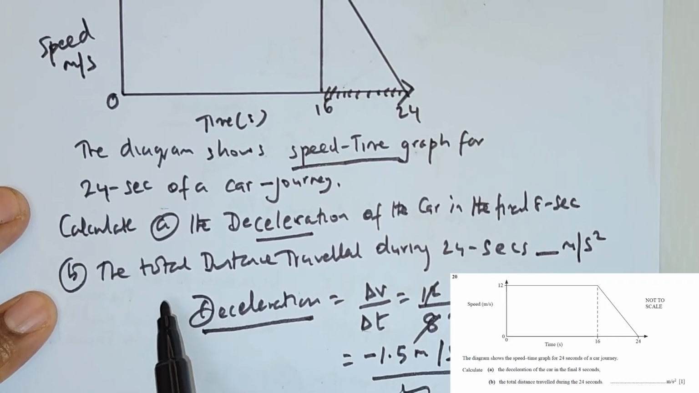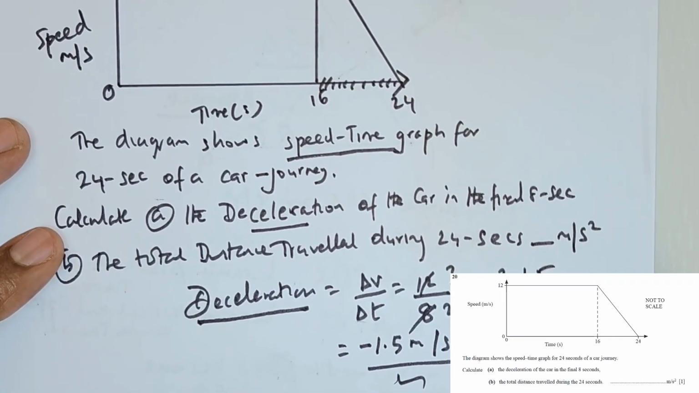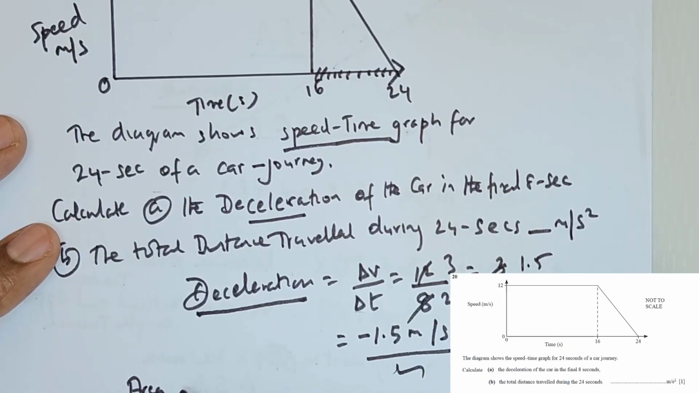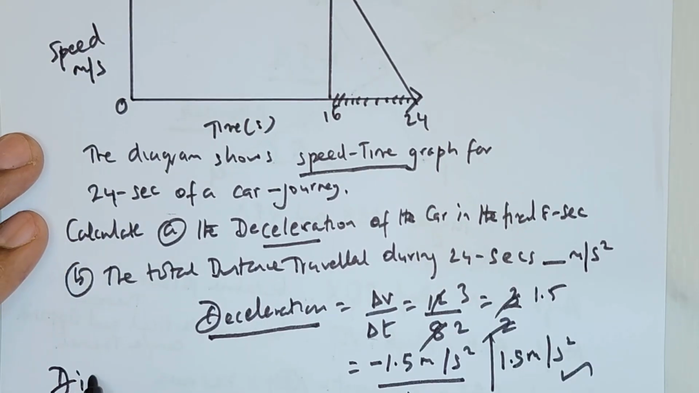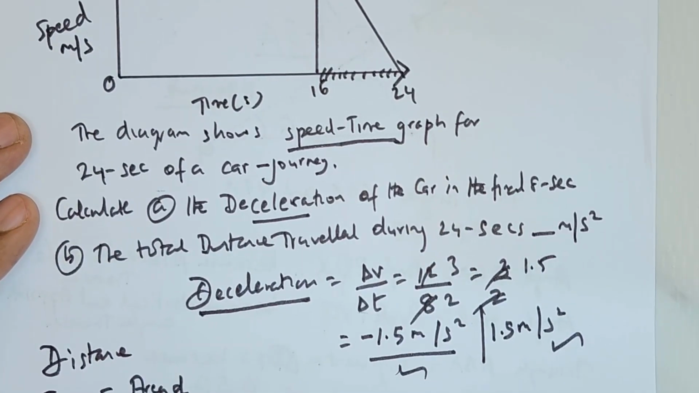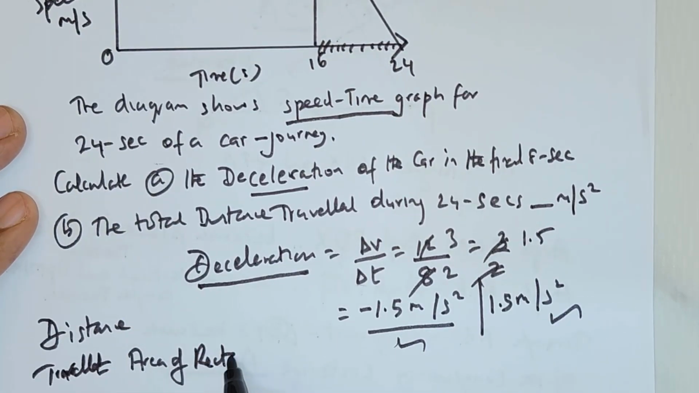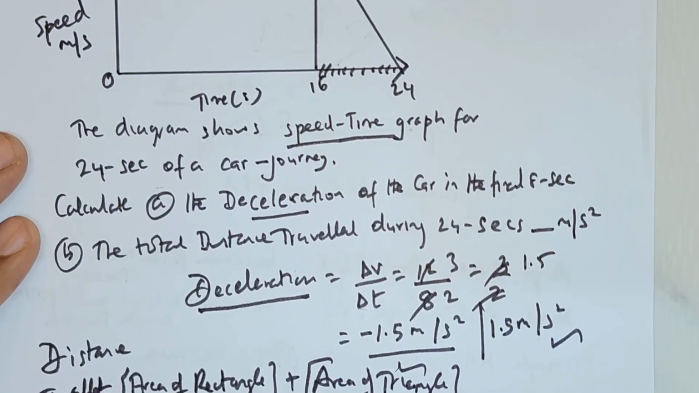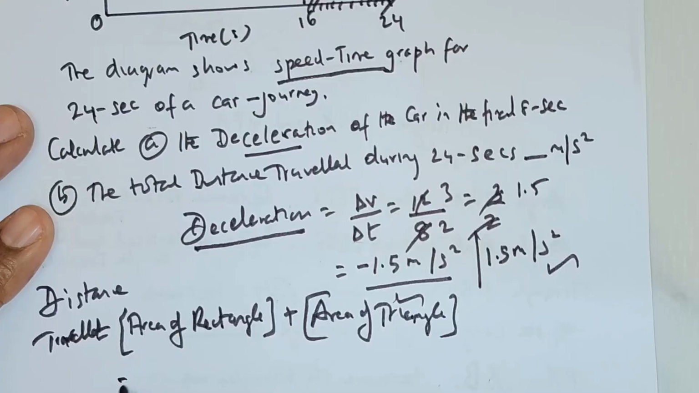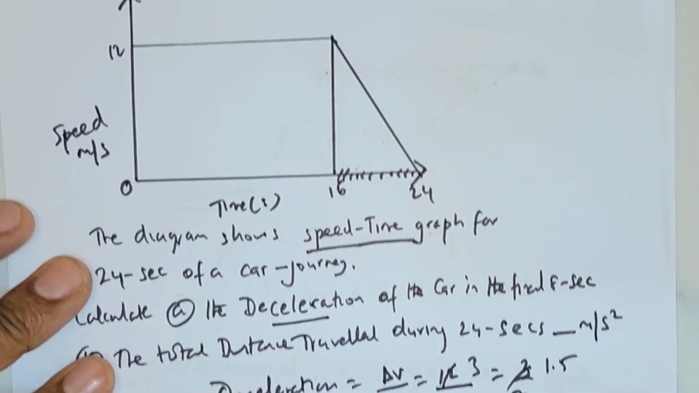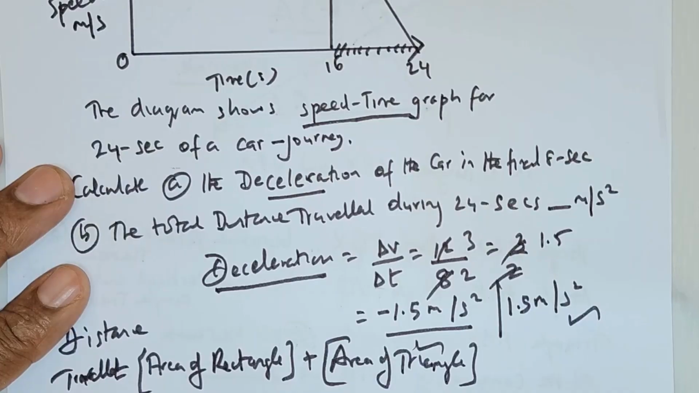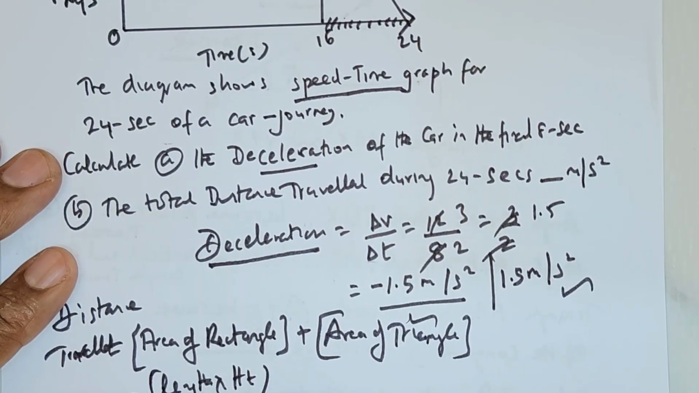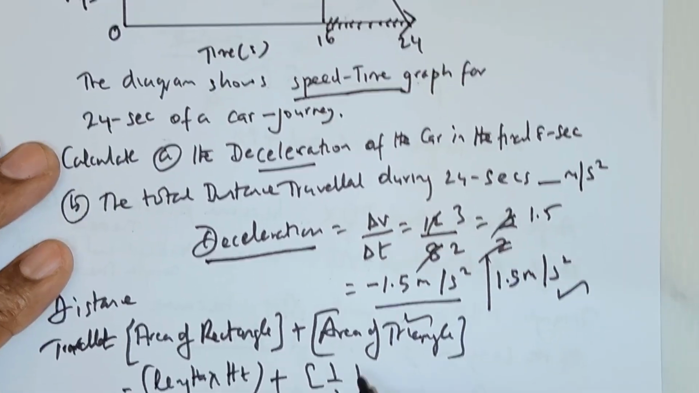Going to question number 2, the total distance traveled during the 24-second period. That is going to be area. So let me write this down. Distance traveled is equal to area of rectangle plus area of triangle. Okay, so you've got a rectangle here. That's nothing but length into height, plus half into base into height.